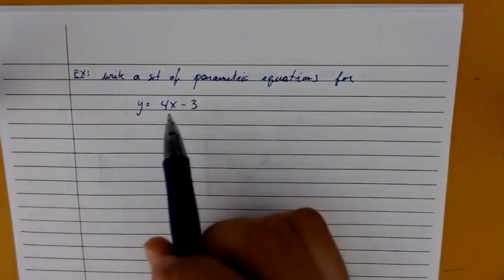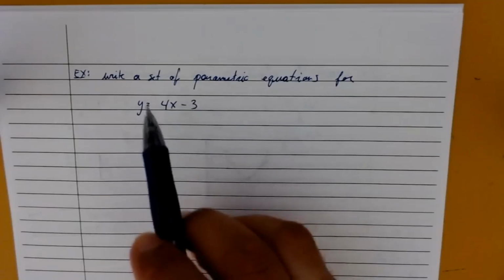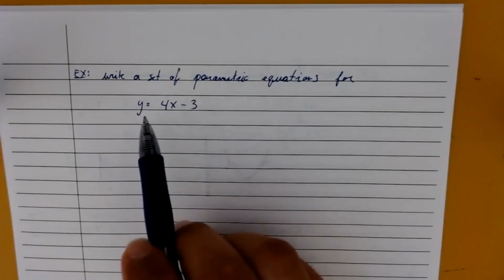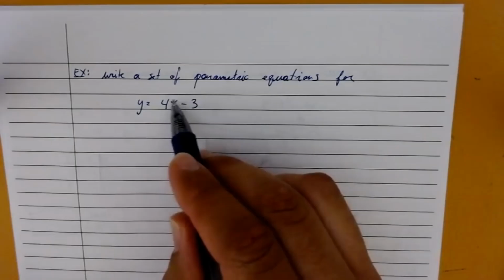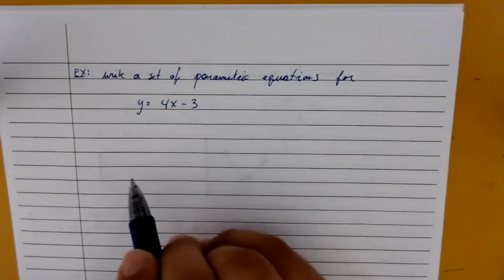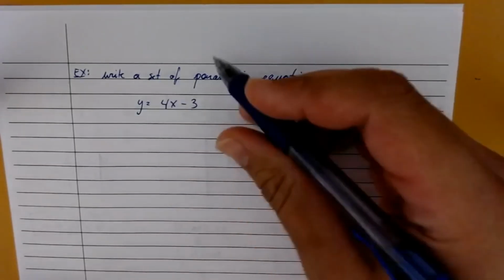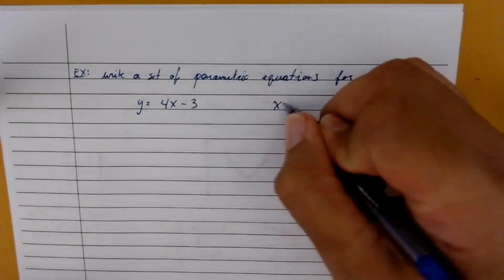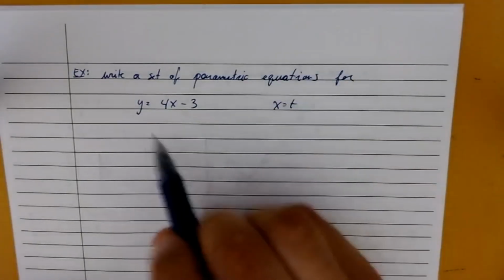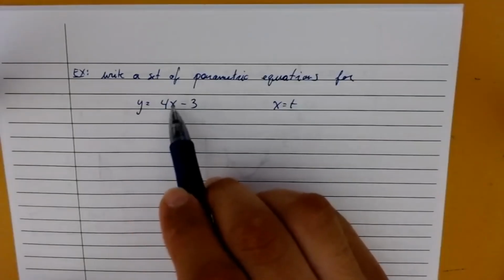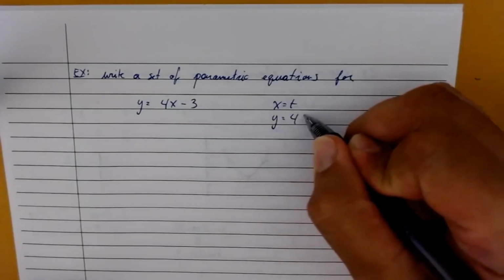Okay? There are some more advanced ways to do this, especially as your equations become more complicated. However, the simplest way is to simply take your independent variable and call it something. Usually t works. Now you can call it t plus 1 or t plus 2 or t minus 7 if you like. But here, the most common one is to simply say x is equal to t. That's a parameterization. But now, what about y? Well, if x is equal to t, you can replace that x with a t. So y is equal to 4t minus 3.